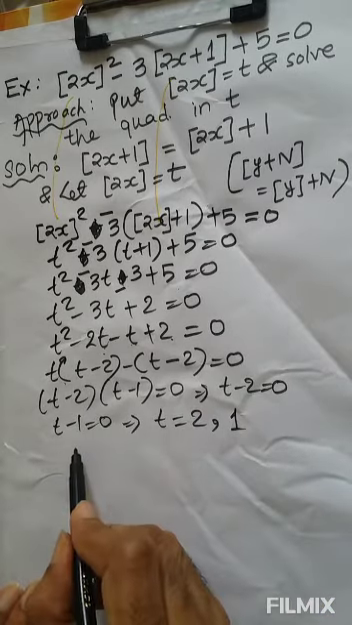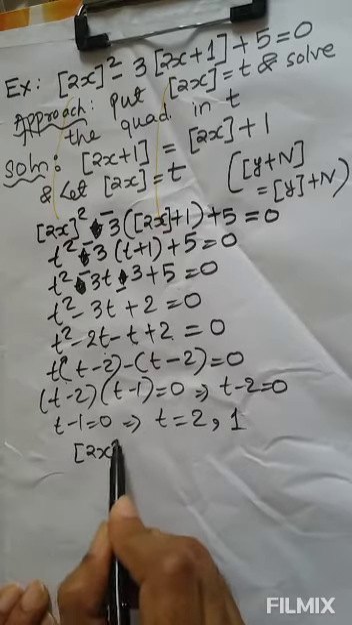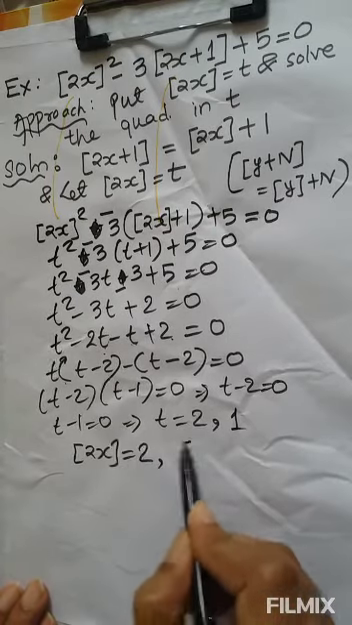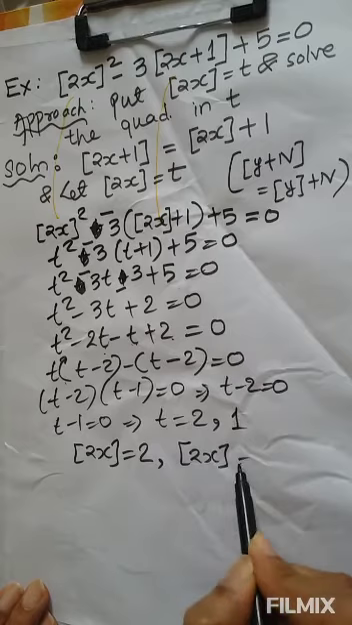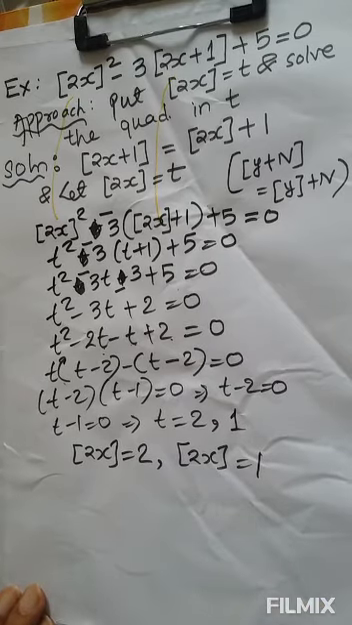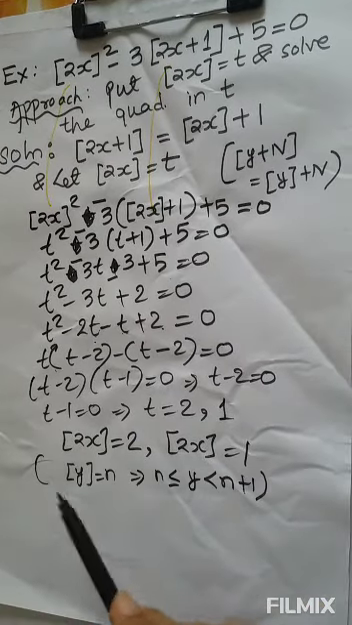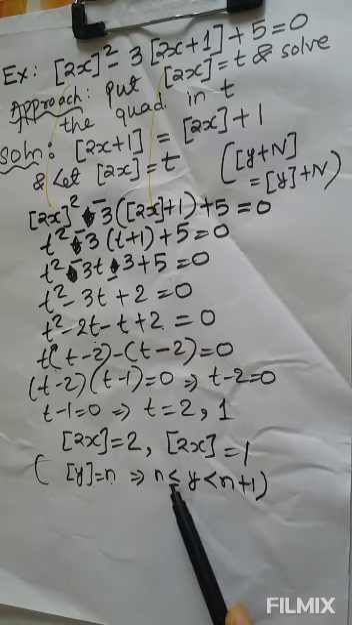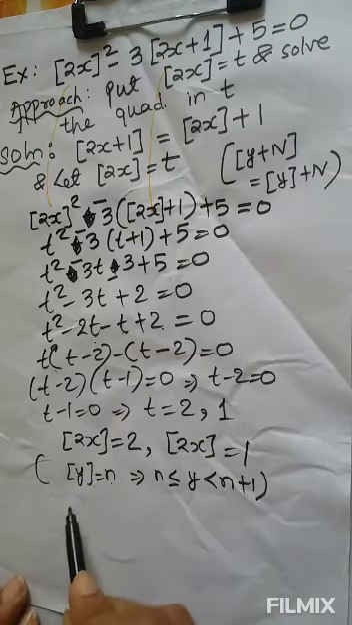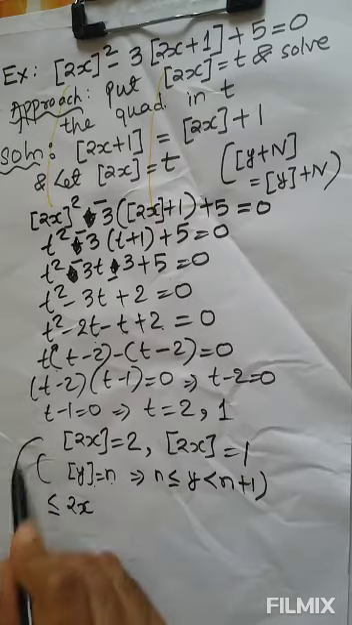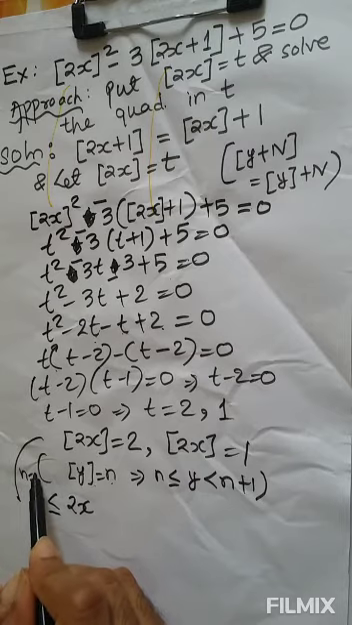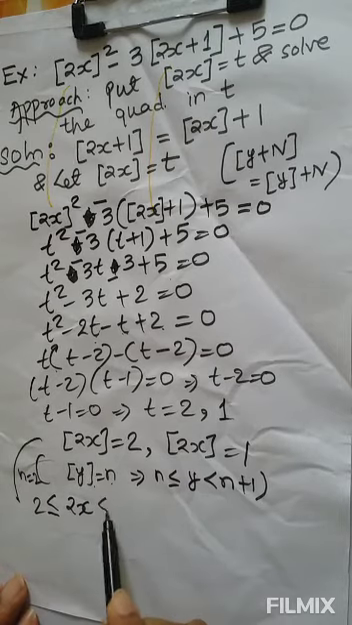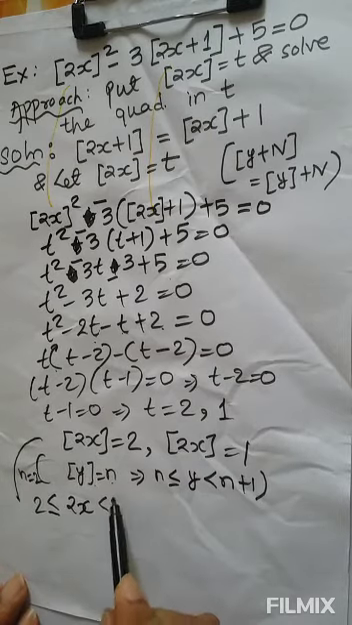Now t is greatest integer 2x, so greatest integer 2x is equal to 2 and greatest integer 2x equals 1. So using the property that greatest integer y equals n gives n to n plus 1. So y is 2x. We can write this as, here n is equal to 2, so 2 to 2 plus 1, which is 3.